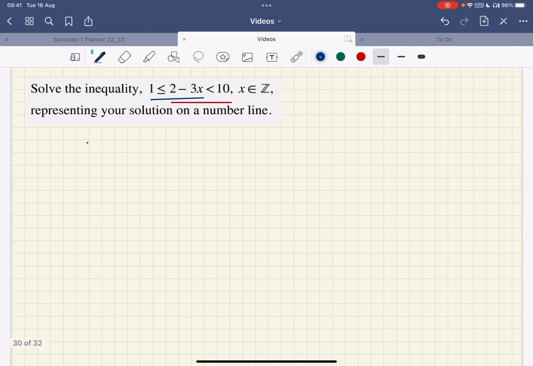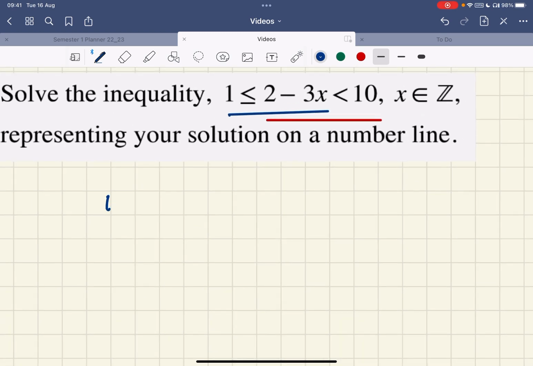So it's 1, let's make this slightly bigger, 1 is less than or equal to 2 minus 3x. Now we've got some things going on here, but let's just think about treating this as a normal equation to begin with, and we're going to take 2 from both sides. Now if this was a normal equation, we would want to divide both sides by negative 3. And we can do that, but I'm just going to get rid of what I just drew there.